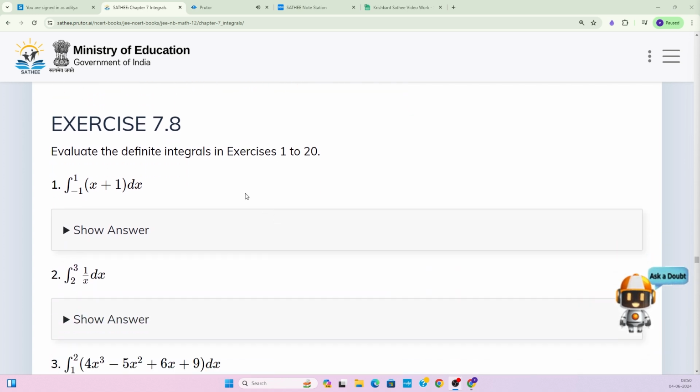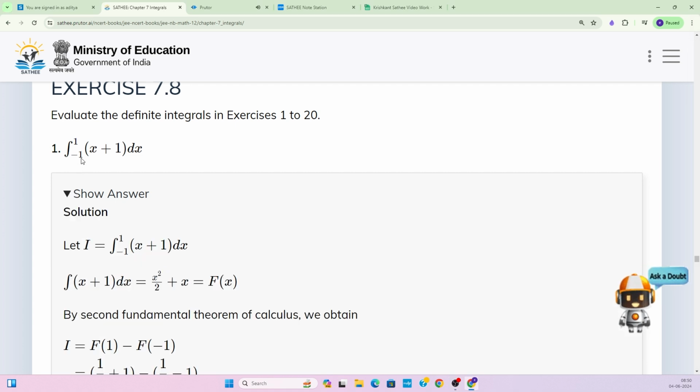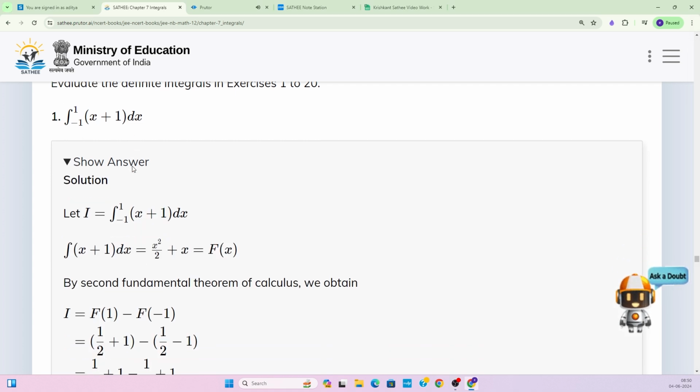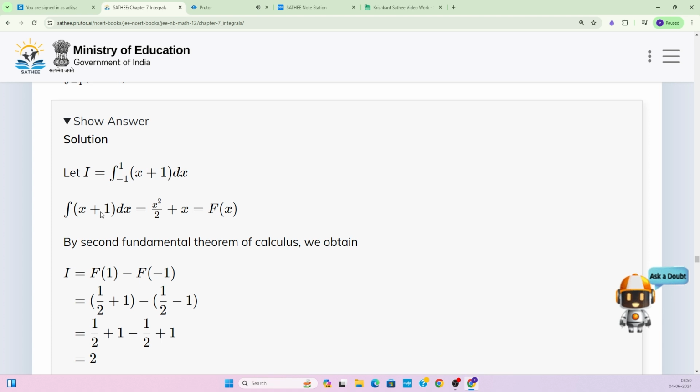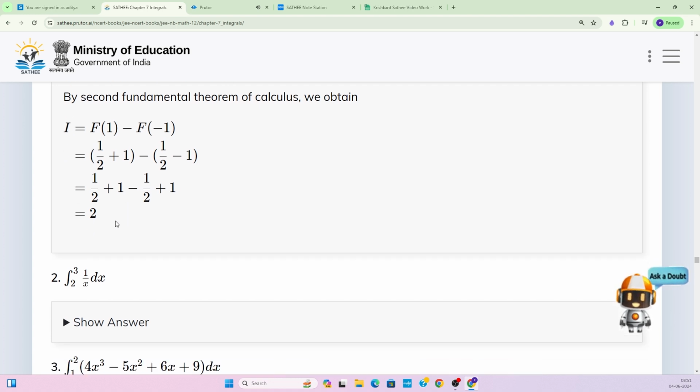Okay, now we will be jumping on to exercise 7.8. So the exercise 7.8 first question, evaluate this. So the definite integral from minus 1 to 1 of x plus 1. First of all, evaluating the indefinite integral, x plus 1 dx is equal to x square by 2 plus x, which is F(x). Now the second fundamental theorem says F(1) minus F(minus 1) will give you half plus 1 minus half minus 1, which means half plus 1 minus half plus 1. This means half can be cancelled. You will get just 2. So your answer will be 2.